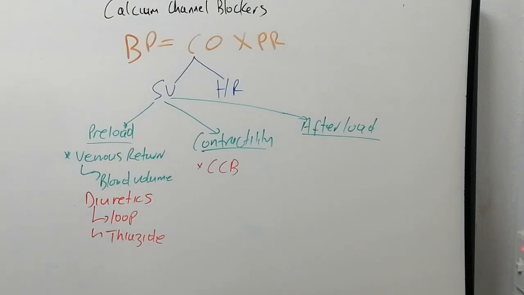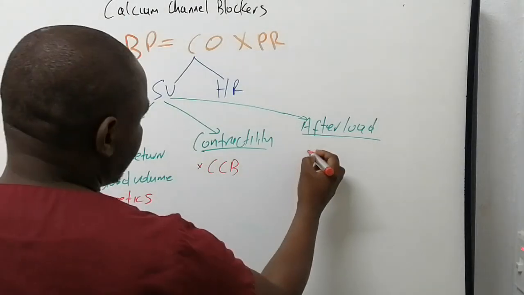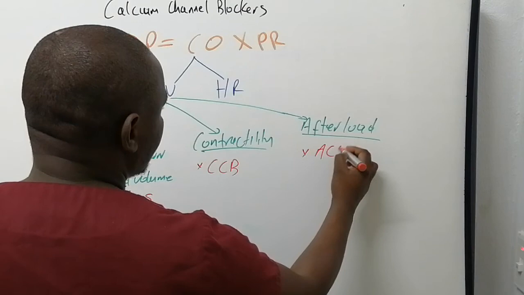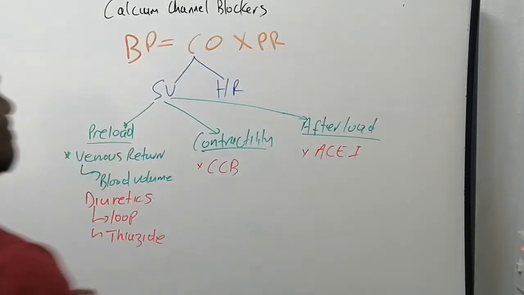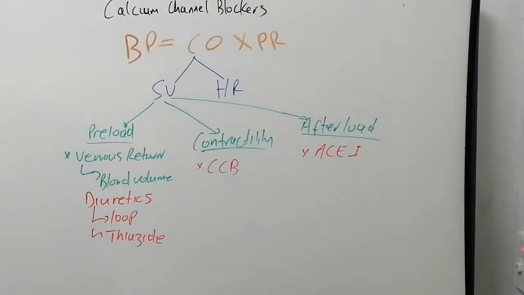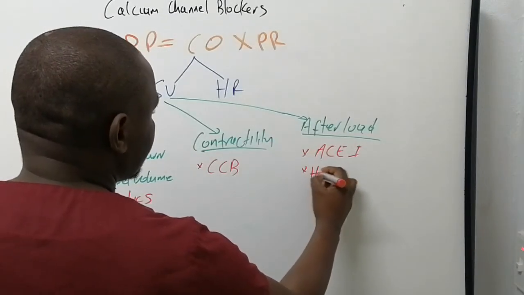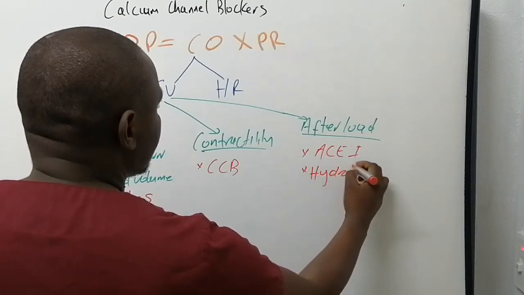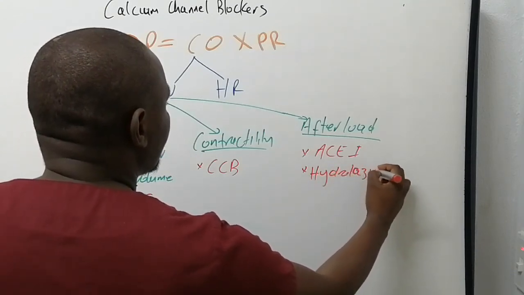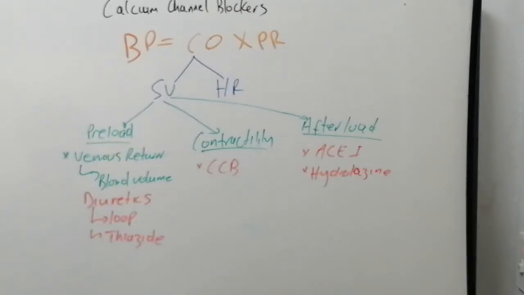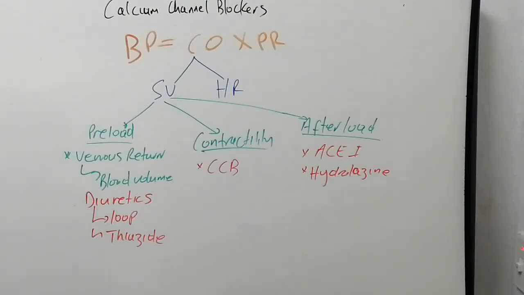Okay. Afterload, the drugs that we have there are your ACE inhibitors. ACE inhibitors are good vasodilators, including hydralazine. Right? The class of drugs that we can use to decrease a patient's heart rate in order to decrease their cardiac output and eventually decrease their BP are called beta blockers.